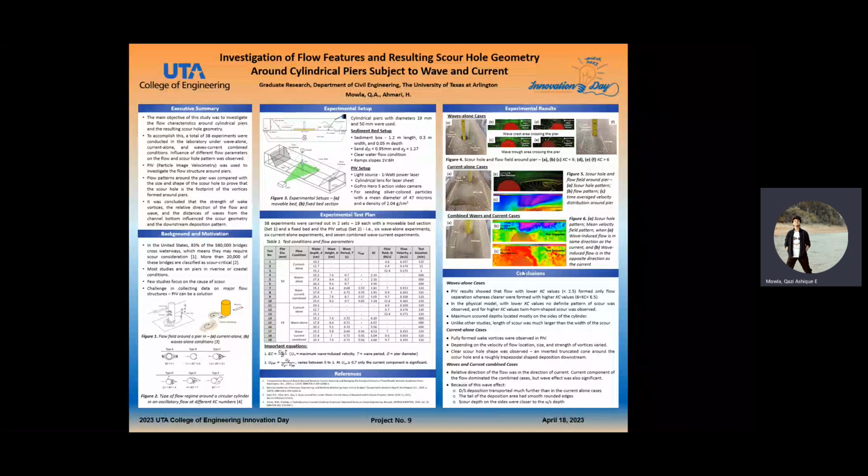From this study, we could indeed prove that the scour hole is the footprint of vortices formed around piers, and PIV can be used to investigate these vortex characteristics in different flow conditions.